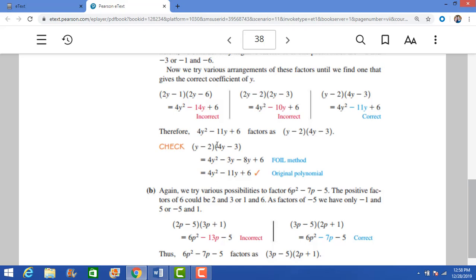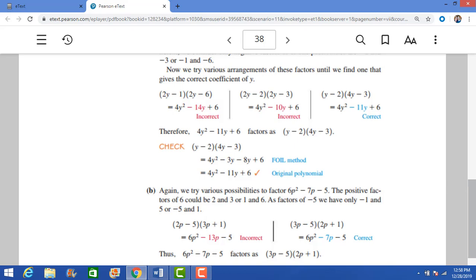Now, we could try various possibilities of factoring this one. We look at the positive factors of 6, and the factors of 5 that will give us a -5. The factors of 6 are 2 and 3, and 1 and 6. The factors of -5 are only -1 and 5, or -5 and 1.